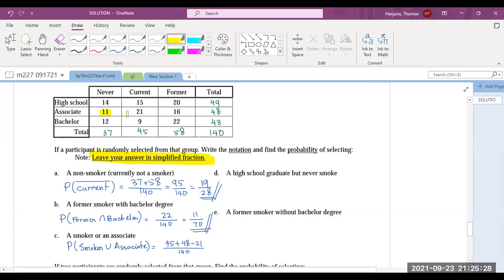Basically, we need to add these numbers. Okay, basically, that's what we need to add. You can just add them one by one, 11 plus 15 plus 21 plus 16 plus 9. That's also okay.